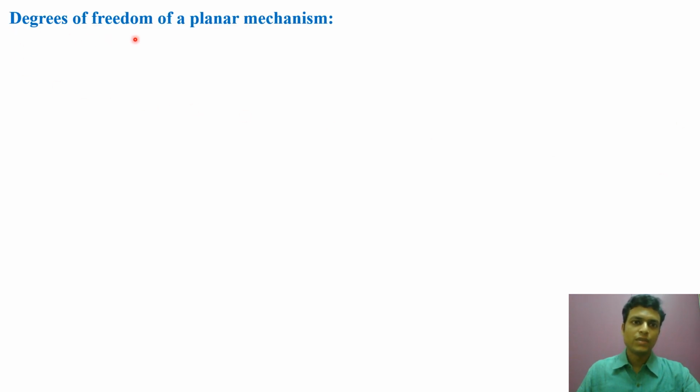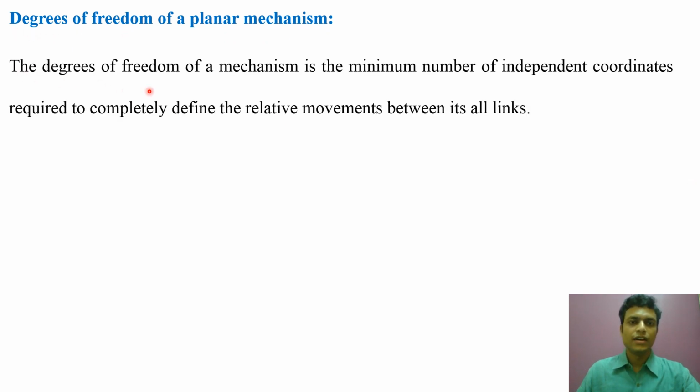Degrees of freedom of a planar mechanism. What is the definition of degrees of freedom? The degrees of freedom of a planar mechanism is the minimum number of independent coordinates required to completely define the relative movements between all its links. So this is the minimum number of independent coordinates which can completely define the relative movements between all its links.